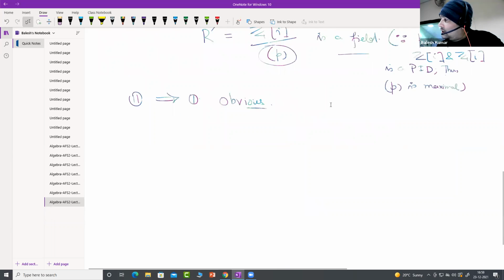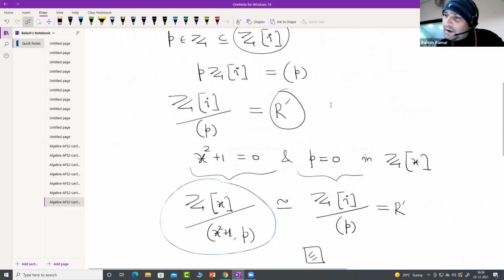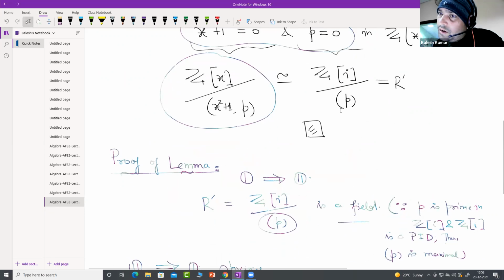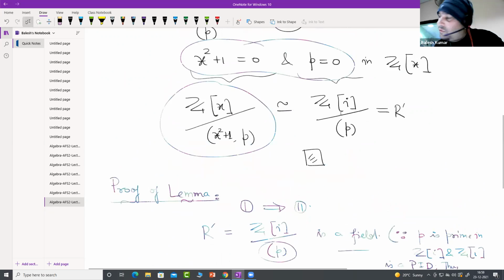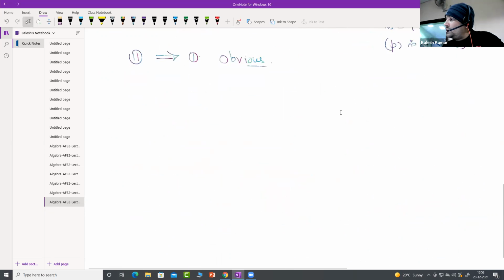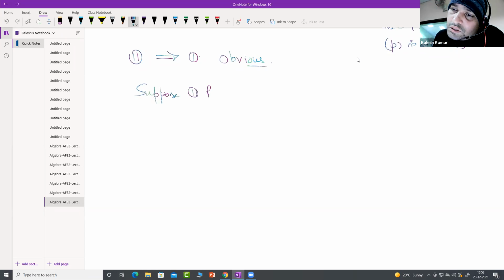And as I told you, it doesn't matter which of the relations we use first in order to get R'. So in order to prove our lemma, we will first use the relation that p equals 0, and then we will use the relation that x^2 + 1 equals 0 in this polynomial ring with integer coefficients. So let's suppose these two hold, and then we need to prove that three is true.